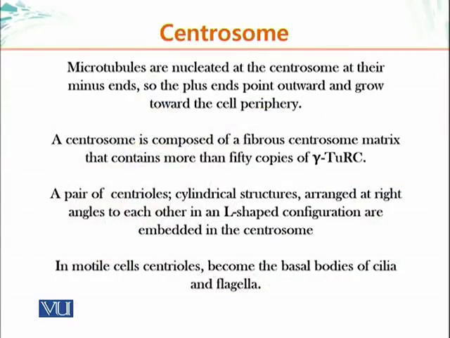Microtubules that are nucleated at the centrosome have their plus end pointing outwards towards the cell periphery. Centrosome is composed of fibrous centrosomal matrix, which is sort of an amorphous material that contains more than 50 copies of gamma TuRC, which is gamma tubulin ring complex. Inside this amorphous material, there are centrioles. They're cylindrical structures which are arranged at right angle to each other, forming roughly an L shape. And this structure is embedded in the centrosome. In motile cells, the centrioles become the basal bodies for cilia and flagella, which we talked about briefly in one of the previous modules.